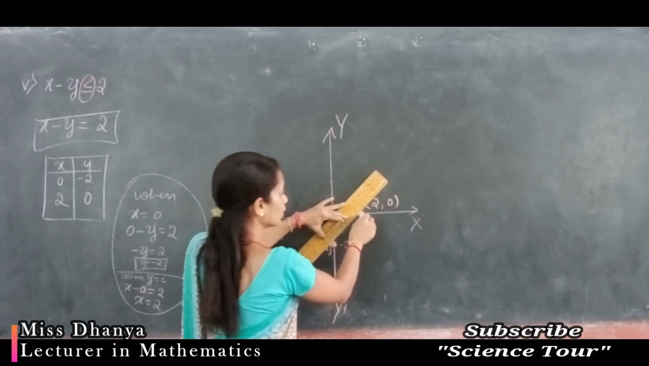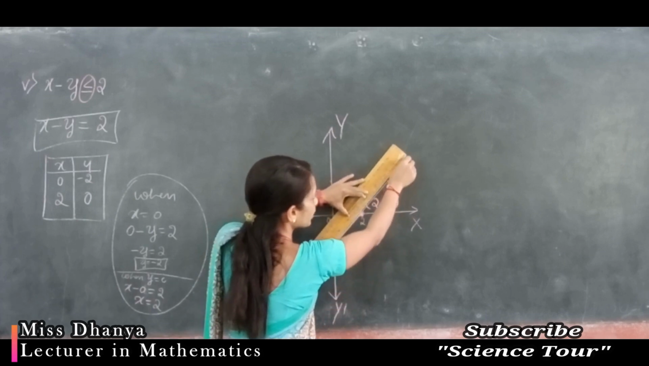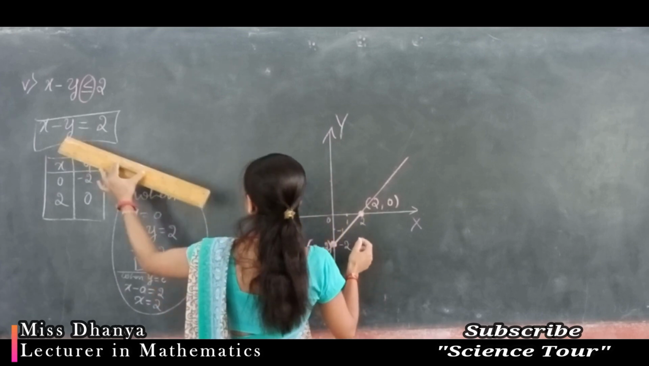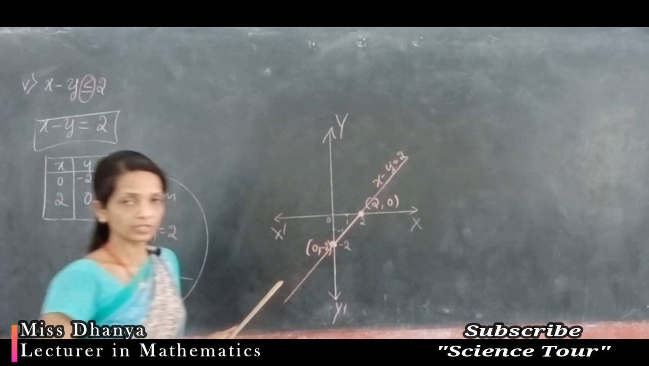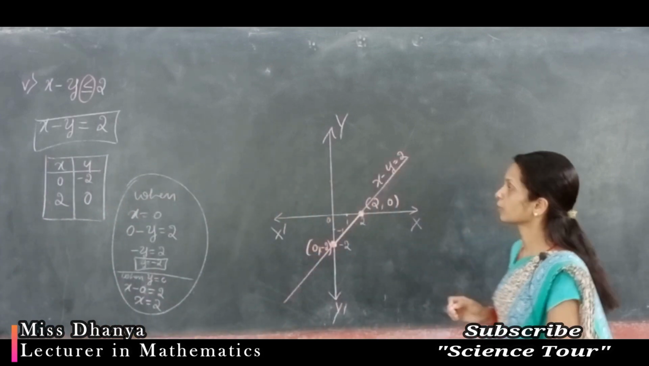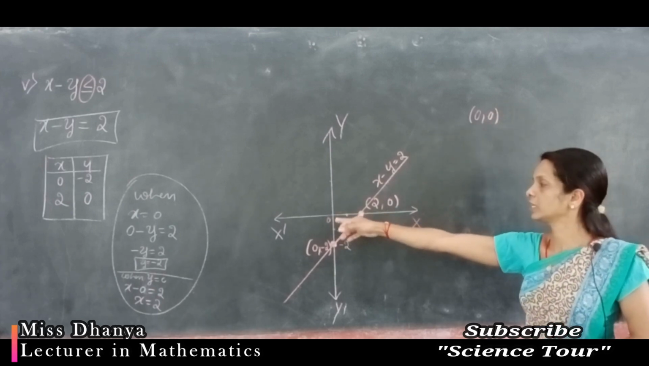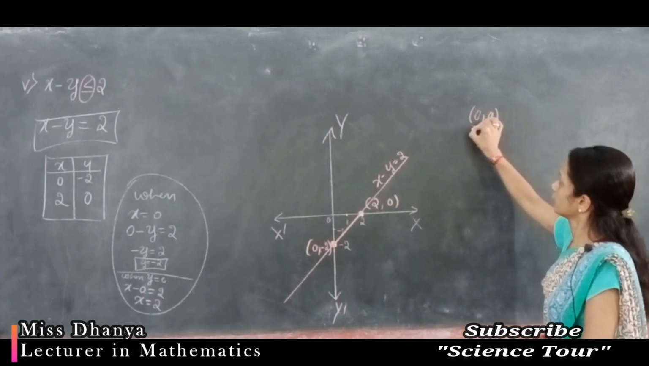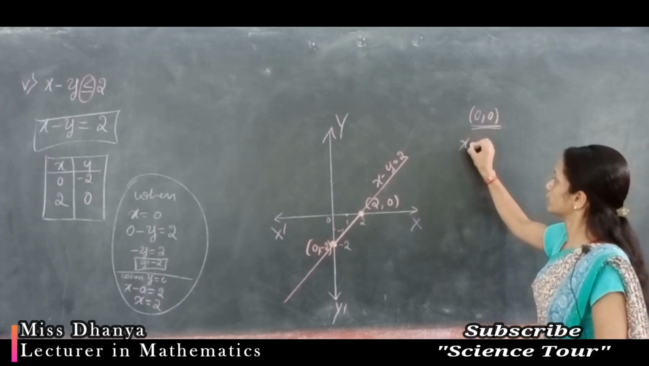So join these 2 points by a continuous line and extend it in both directions without changing the direction of your scale, and write the name of the line, x minus y is equal to 2. Now which half plane will be the solution region? To decide that, take one checking point. I will take 0, 0, because clearly you can see that the point 0, 0 is not on this line.